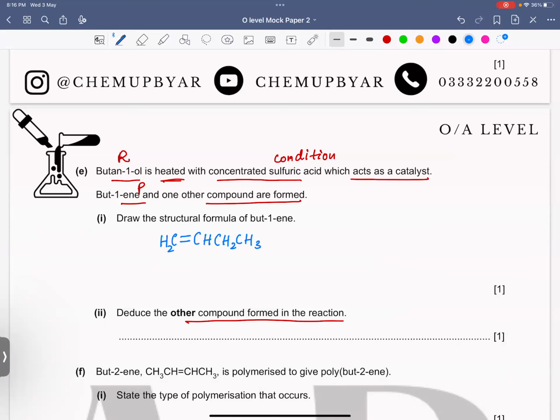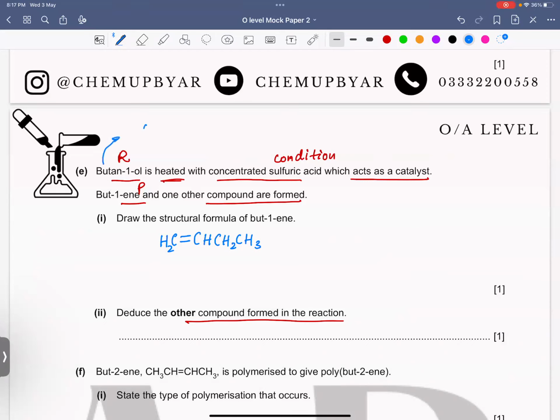H2SO4 is a catalyst. So how could it form? You are getting this from which molecule? You are getting butene from which molecule? Why? What are you thinking? Look over here. Butanol. Butanol is turning into butene.